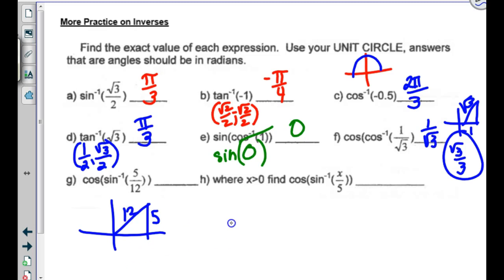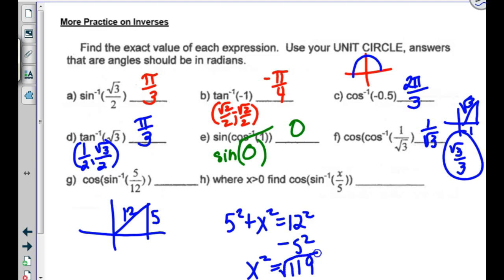It's not 13. So I have 5 squared plus x squared equals 12 squared. This is 144 minus 25. Is that 119? Somebody check me. Is that right? Okay, so x is the square root of 119. So what is the cosine of that picture? Yes, adjacent over hypotenuse.